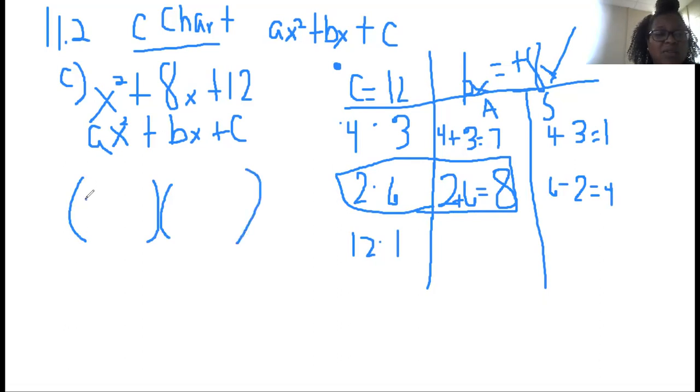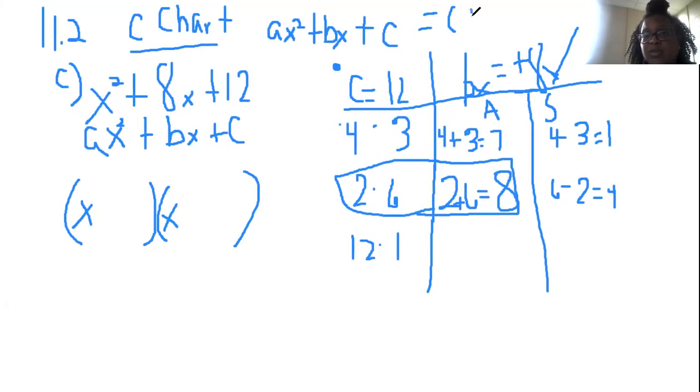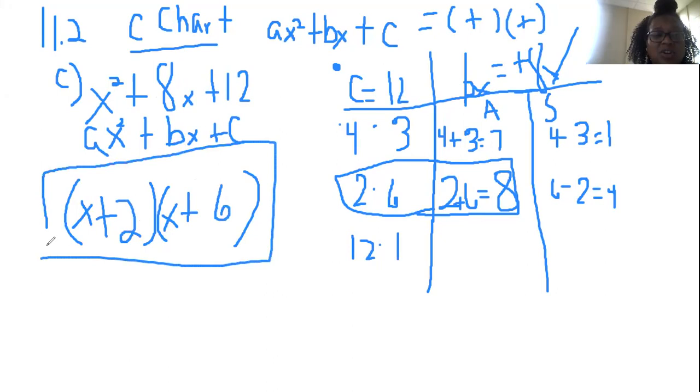So what will give me x squared? x times x. Because it's ax squared plus bx plus c, I do know that both of my binomials, when I factor, would be two positives because of its layout. So I know that x plus, then what are my two c's? x plus 2 times x plus 6. And that's my final answer using the C chart. So that's how the C chart works.